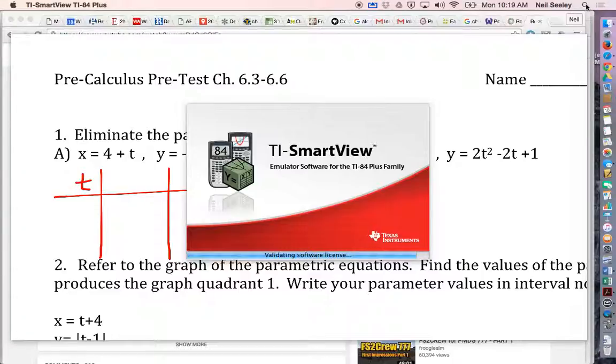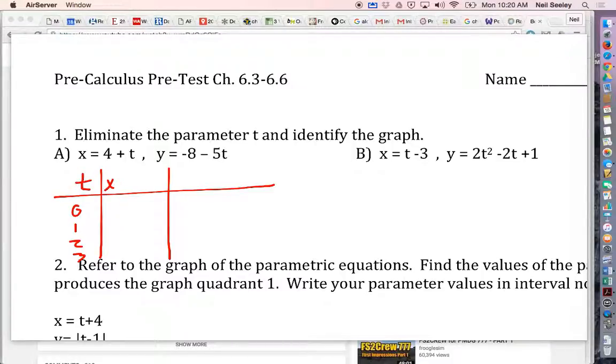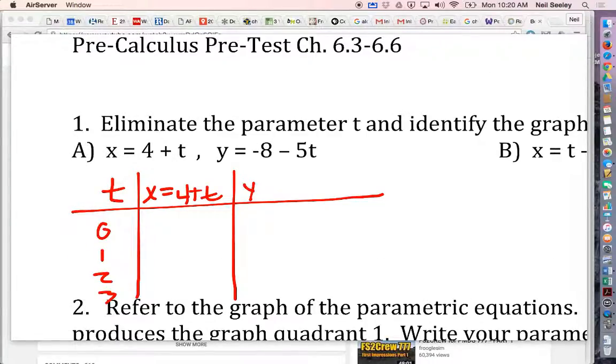So don't worry about where the equation comes from. Just say, all right, put in some times. So let's put in 0, 1, 2, and 3. I mean, really exciting times. Okay, so put that in there. Get that TI view out of the way. And the x component is going to be whatever 4 plus t is. So that's where that comes from. And then the y component, of course, comes from -8 minus 5t. Simple enough, right? And then you plot the points.